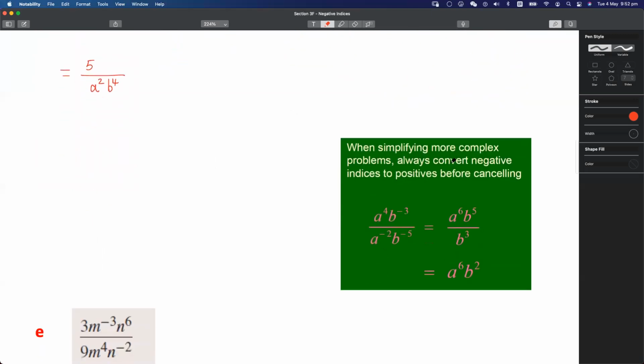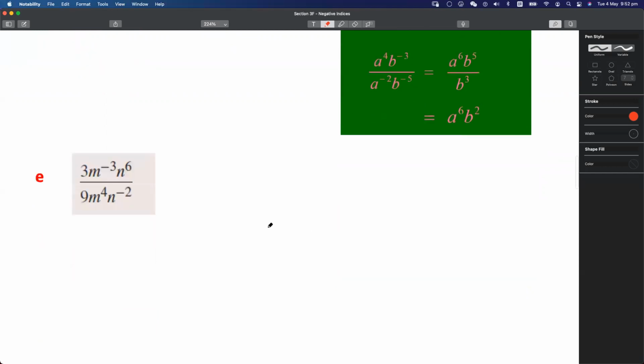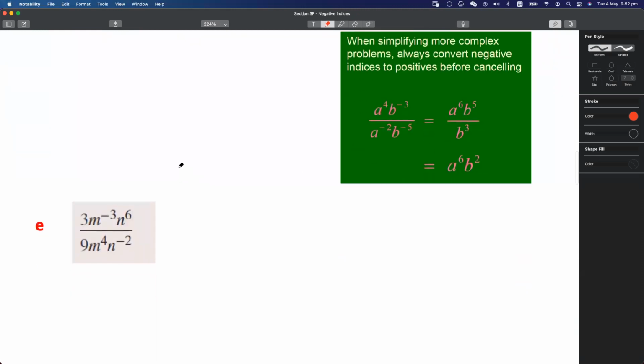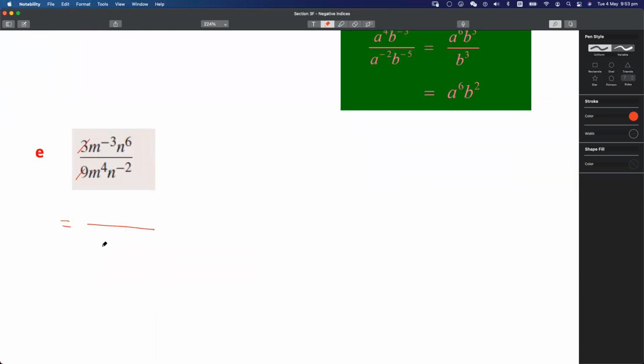Okay, when simplifying more complex problems, always convert negative indices to positive before canceling. Because it's a lot easier to cancel the bases with positive indices. So that's why we do that. But you don't have to do that. You can always apply index law. Just be careful with the signs. For example, here, 3 over 9 could be simplified, and this becomes 3 on the bottom.